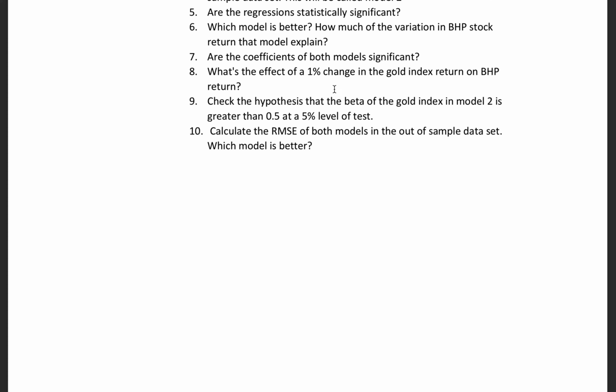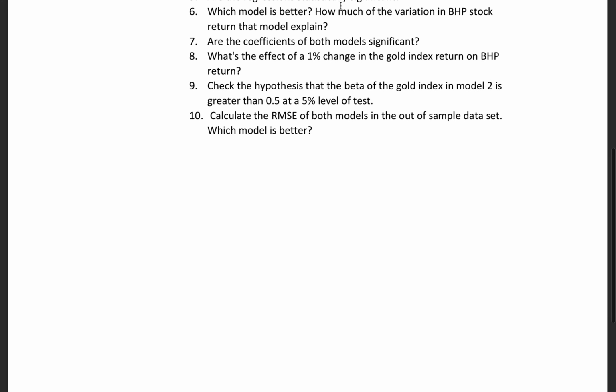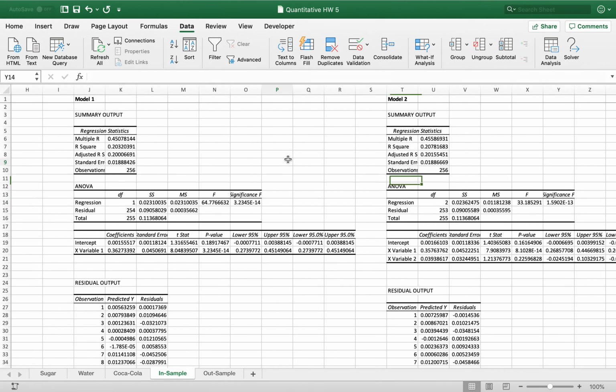Now, what was the next question? Which model is better? How much of the variation in Coca-Cola's stock return is explained by that model? Okay, so when we're working with 2 different regressions that have different numbers of X variables, this one we only have 1 and in this one we have 2, we can't look at our normal R squared to tell us about which one is better. We have to look at our adjusted R squared to tell us which one is better. So our adjusted R squared of model 1 is 0.200. And our adjusted R squared of model 2 is 0.201. So we can see that model 2 is a little bit better at predicting Coke's price than model 1 is.